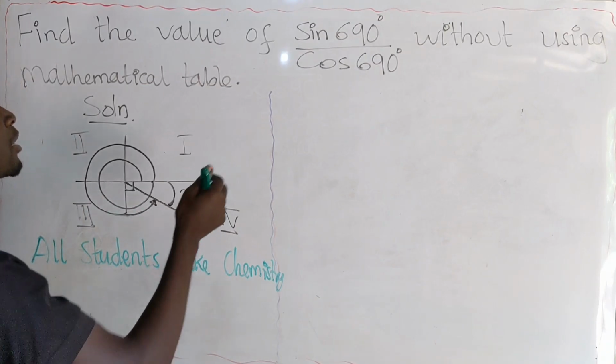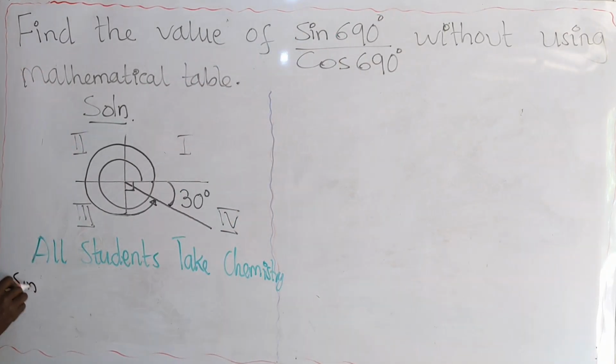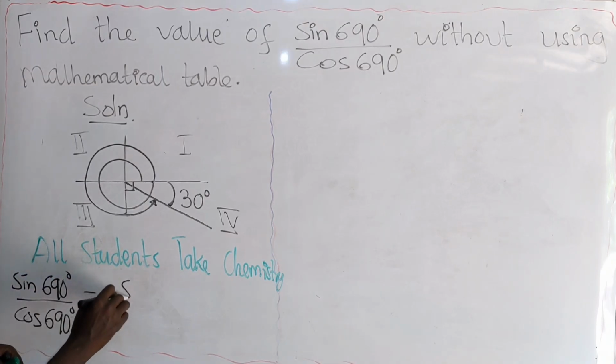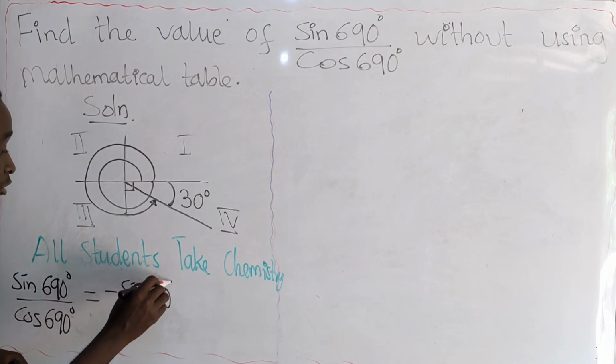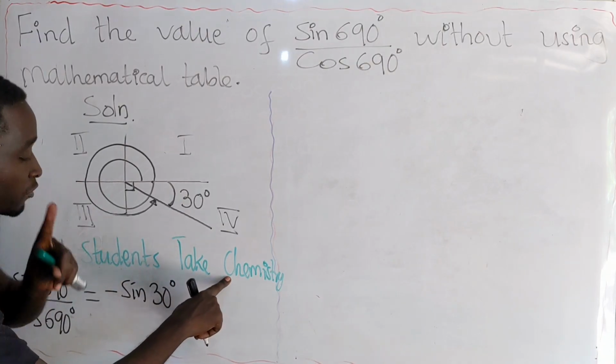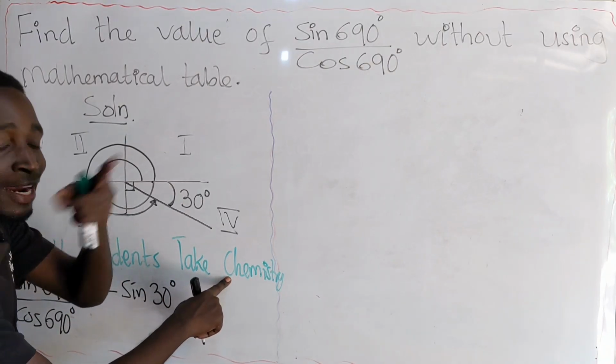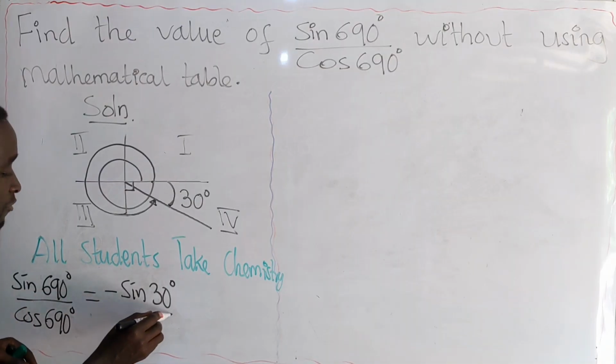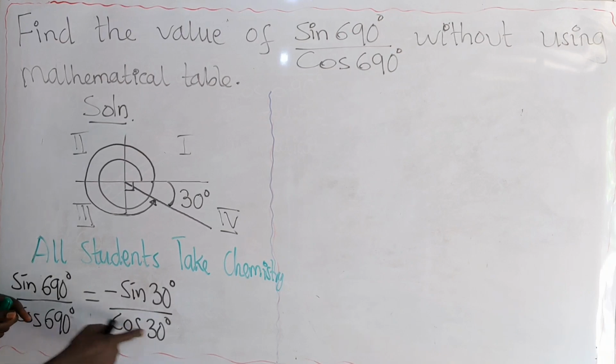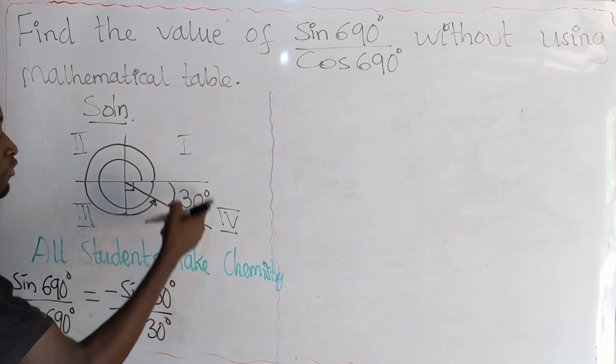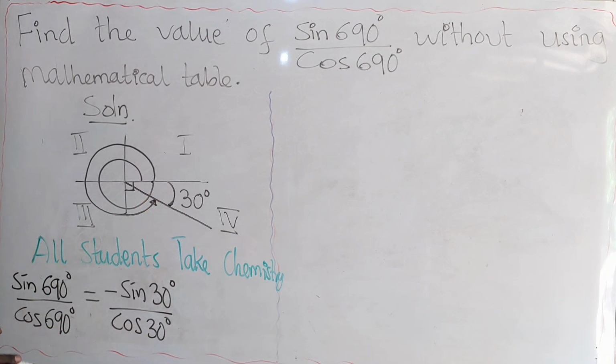Now we may say that sine of 690 degrees divided by cosine of 690 degrees is equal to negative sine of 30, as we have agreed that only cosine in the fourth quadrant is positive and the remaining tangent and sine are negative. That's why I've included a negative here, divided by cosine of 30. I have not put a negative here as it should be positive, since we have agreed that in the fourth quadrant cosine is positive.